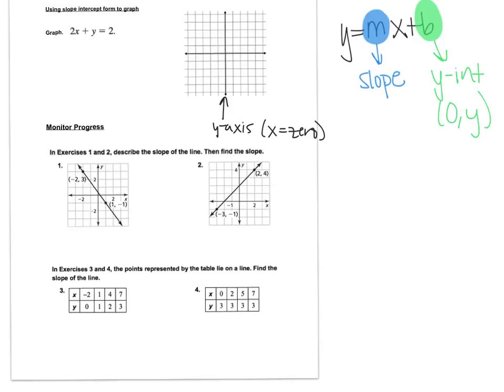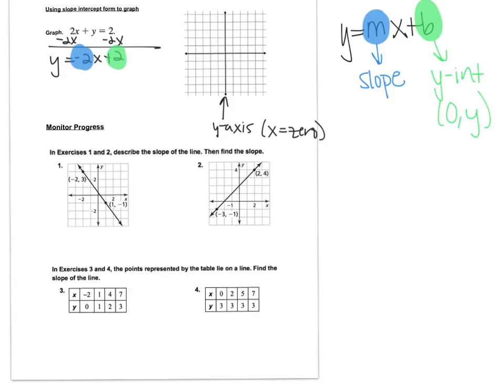All right, so we need to go ahead and graph this equation. It's not in slope-intercept form, so we need to make it in slope-intercept form. We're going to subtract 2x on both sides. That's going to give us y is equal to a negative 2x plus 2. All right, now we know our slope, which is negative 2, and our y-intercept, which is 2.